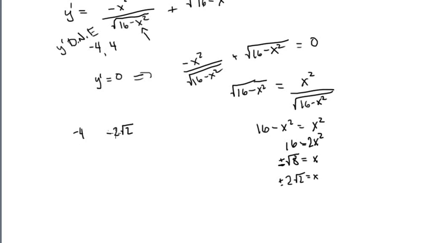And I know that negative square root 2 times the square root 2 is going to be a negative, relative to 0. It's more than 0. I also know that it is going to be more than negative 4 because square root 2 is less than 4, right? So that is going to be my one critical point. My next critical point is going to be 2 square root 2, and then finally 4. Okay?